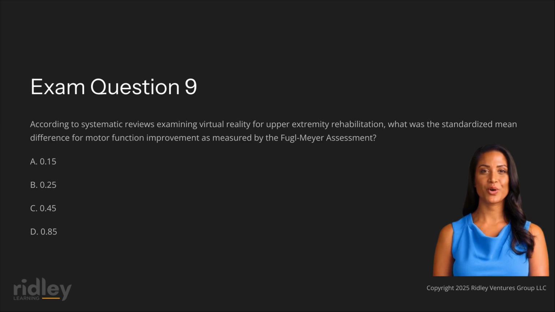Question 9. According to systematic reviews examining virtual reality for upper extremity rehabilitation, what was the standardized mean difference for motor function improvement as measured by the Fugl-Meyer assessment? The correct answer is C, 0.45. Rationale: meta-analyses of randomized controlled trials have demonstrated that virtual reality interventions produce significant improvements in upper extremity motor function compared to control conditions. The standardized mean difference of 0.45 represents a moderate effect size, indicating clinically meaningful benefits.